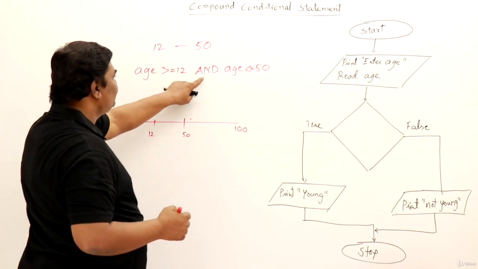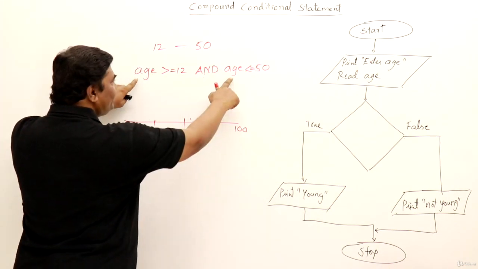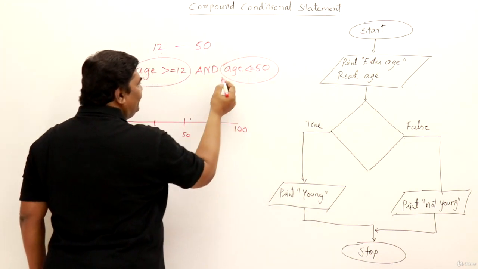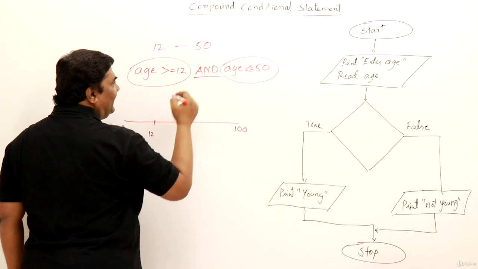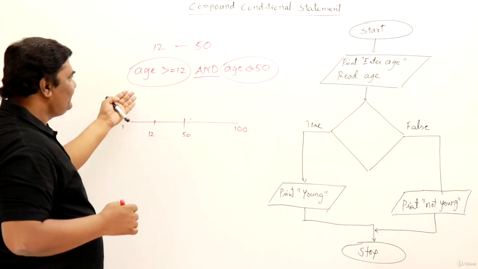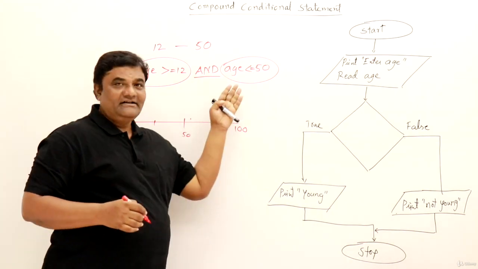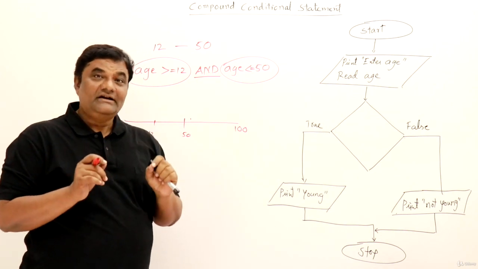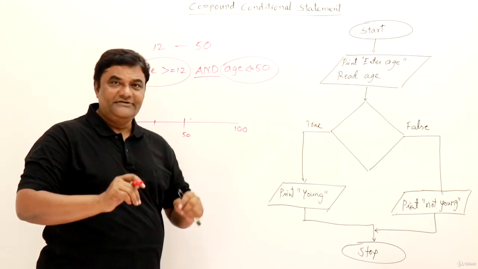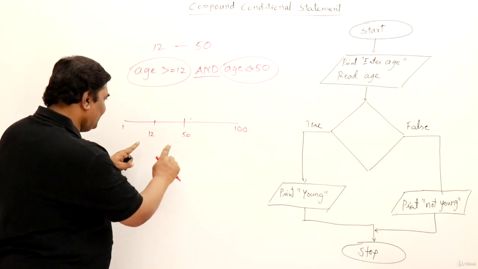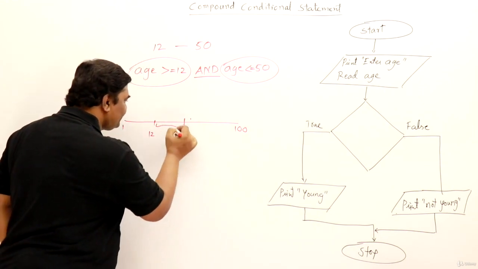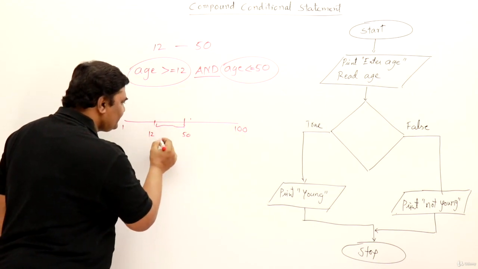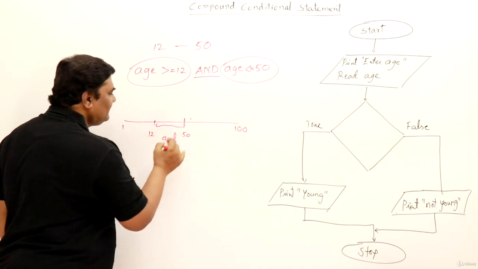Here we use and, and both times we have to say age. See, this is one condition and this is the second condition. We are joining these two conditions using and. The first condition is age is greater than or equal to 12, and the second condition is age is less than or equal to 50, and they are joined with and. One idea I will give you here: when you are looking for a value that should be within a range, starting from this point and ending here, it should be in between these two, which means you have to use and.